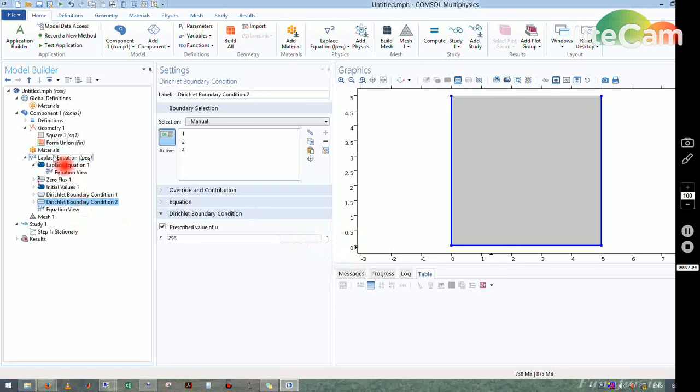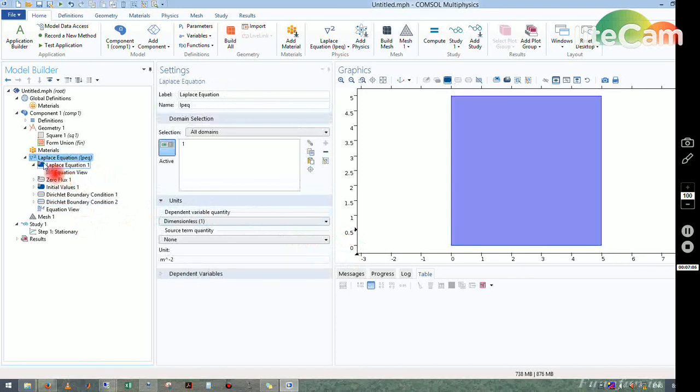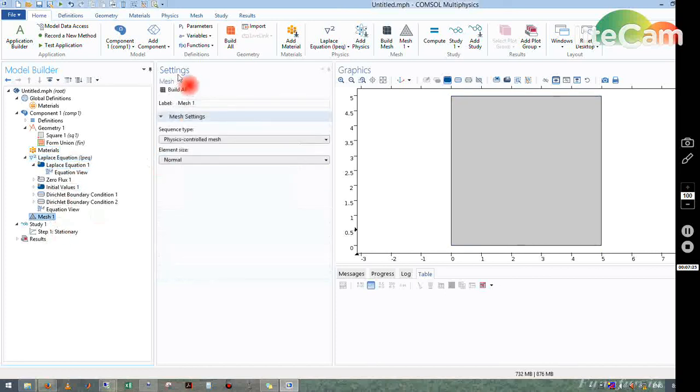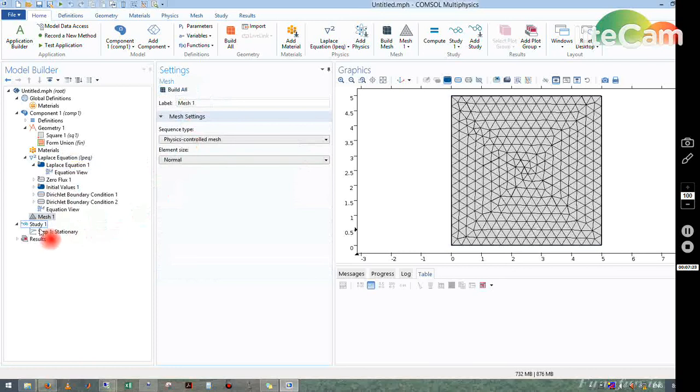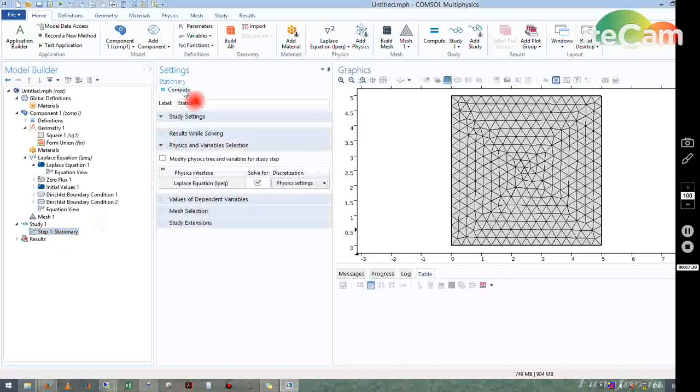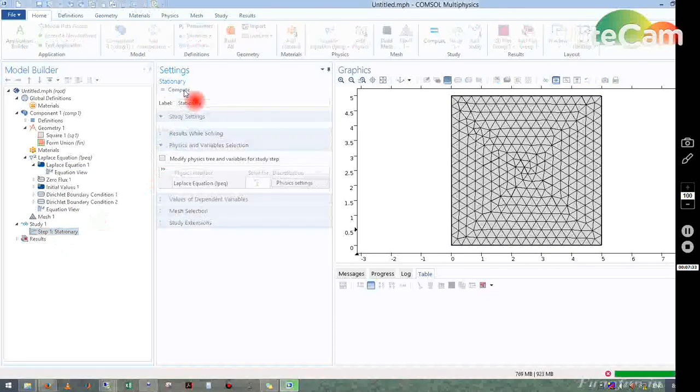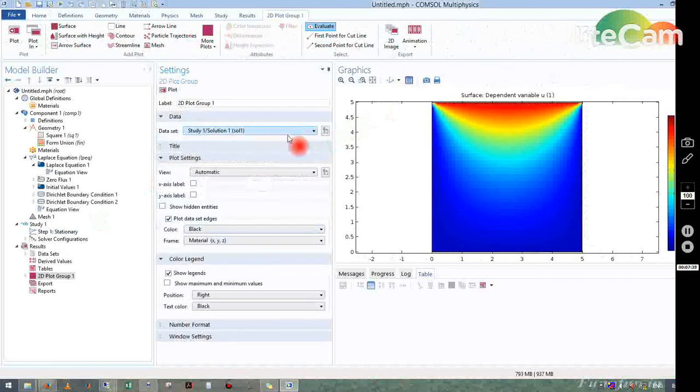Now I think the Laplace equation problem is defined. We do not need any material, because we are solving mathematical equations. To solve the mathematical equations, we need to define the solution space, give the appropriate boundary conditions, and then mesh it and solve it. Now I go to mesh and build all, go to study and compute. It has started, it is finished actually.